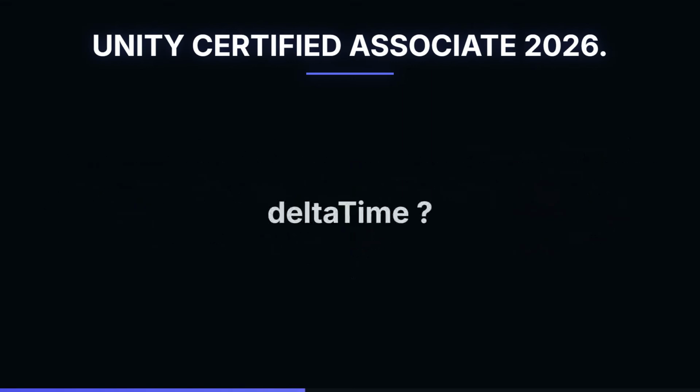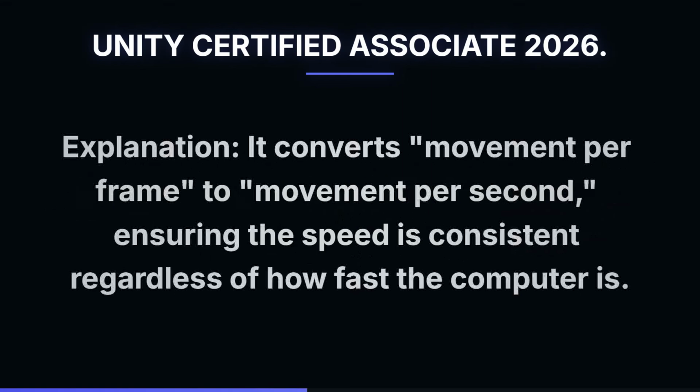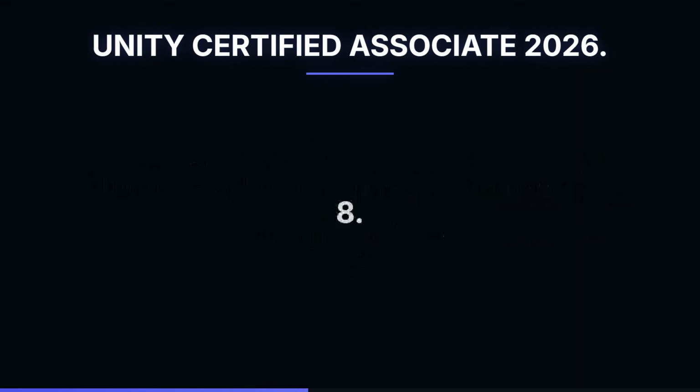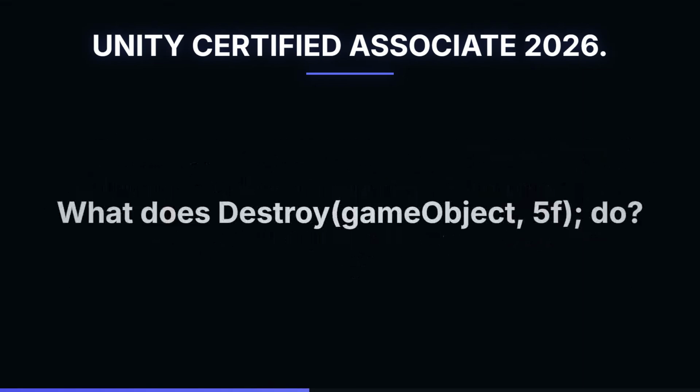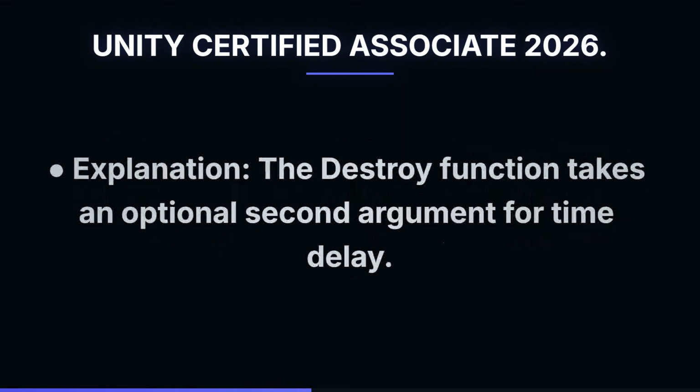7. Delta time. Answer: to make movement frame rate independent. Explanation: it converts movement per frame to movement per second, ensuring the speed is consistent regardless of how fast the computer is. 8. What does Destroy(gameObject, 5f) do? Answer: destroys the object after a 5-second delay. Explanation: the Destroy function takes an optional second argument for time delay.